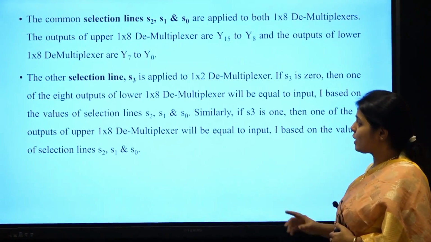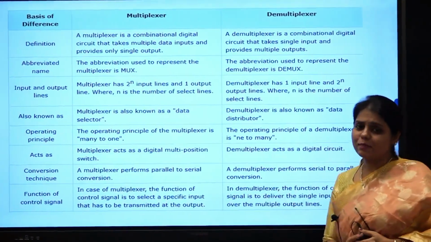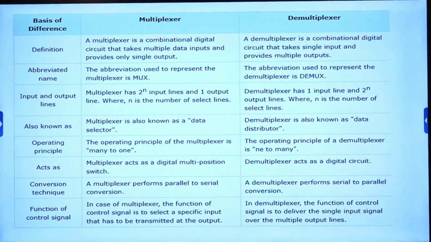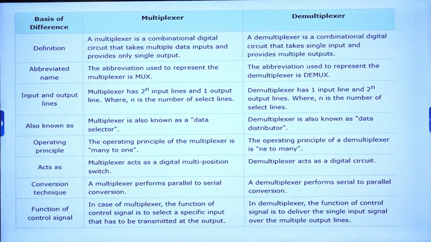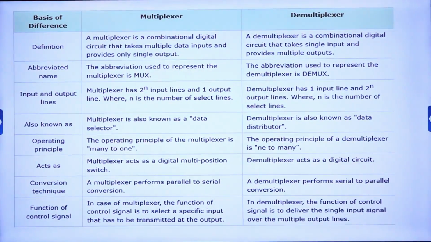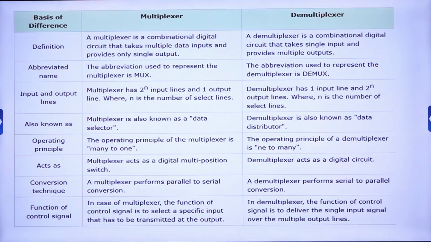Now let's quickly recap and understand the basic differences between multiplexers and demultiplexers. When we look into the definition, a multiplexer is a combinational logic circuit that takes multiple data inputs and produces one digital output, whereas a demultiplexer is a combinational logic circuit that takes a single input and produces multiple outputs. The multiplexer we shortly call mux, and the demultiplexer we call demux.